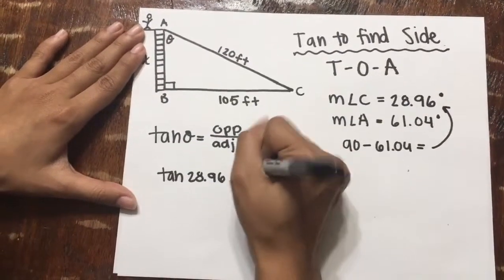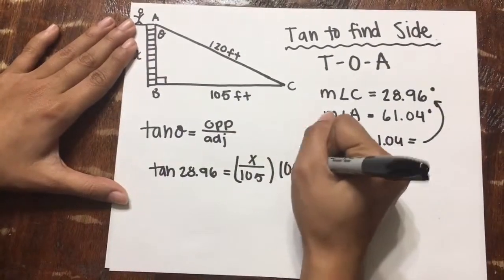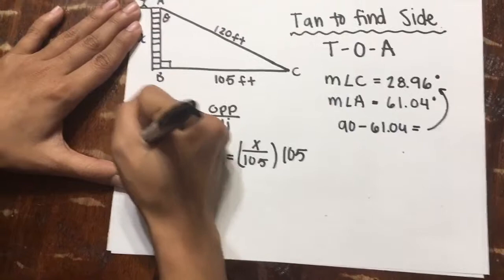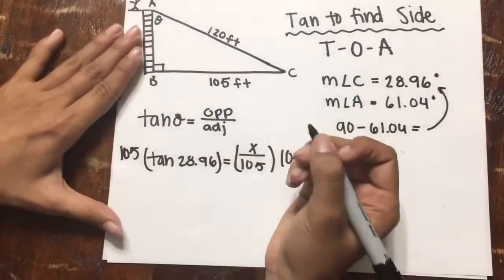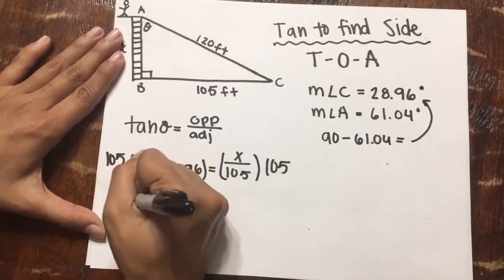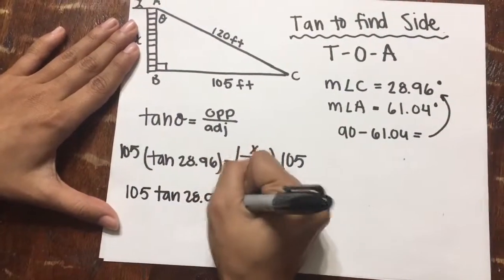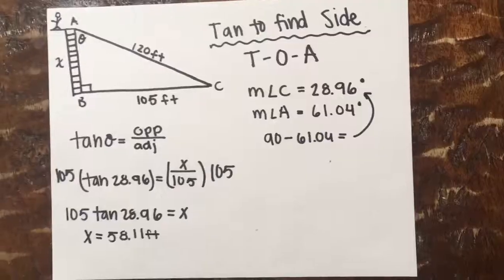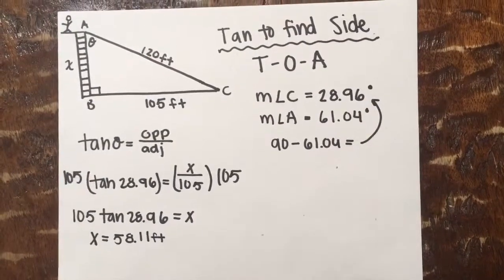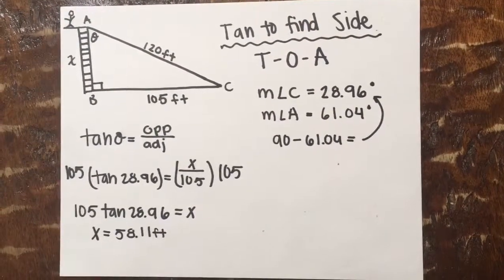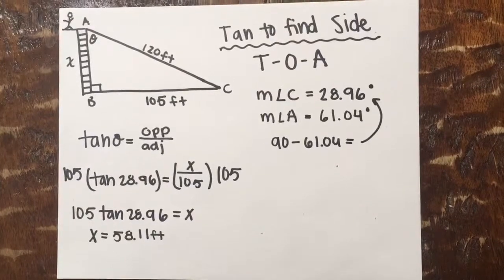So after this, we're going to multiply each side by 105. And then we're going to be left with the equation 105 tan 28.96 equals x. Given our new equation and plugging it into a calculator, we can find that x equals 58.11 feet.